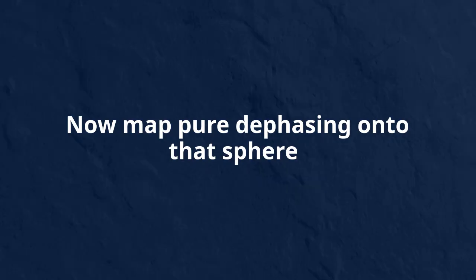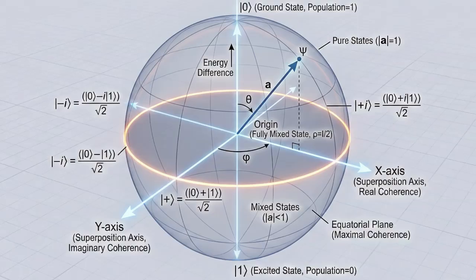Now map pure dephasing onto that sphere. Pure dephasing does not change populations. The z-coordinate stays the same. It shrinks the transverse radius, the distance from the z-axis. That is, it reduces the absolute value of ρ01. On the Bloch sphere, this looks like a point at some latitude spiraling in toward the z-axis while rotating around it. Rotation from the coherent omega term.